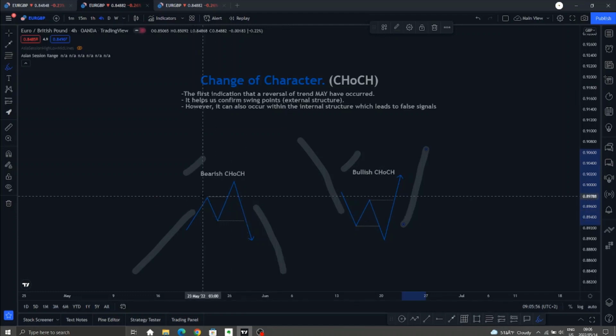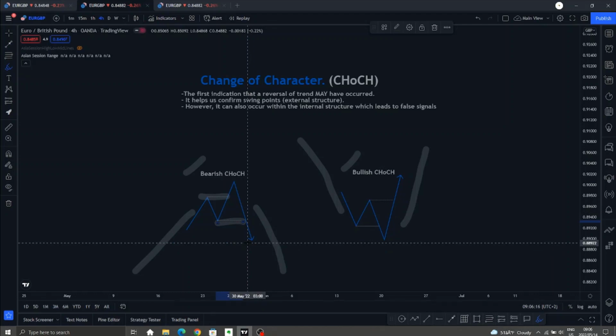You first need to have a break of structure to the upside, immediately followed by a break of structure to the downside when we're looking at a bearish change of character, right? So you need to have two breaks of structure. A lot of people will teach you just to look for this particular break of structure to the downside.